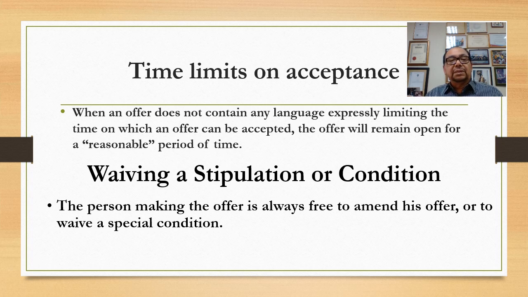So, waiving a stipulated condition: the person making the offer is always free to amend his offer or to waive the special condition. Let's say I offer you to buy my motorcycle, but if you buy my motorcycle, I give you one extra battery. Then he didn't accept. I said I give you 2 days to accept. So the next day, your friend has not accepted. You can waive your condition. You say, now since you don't accept, I will sell my motorcycle to you and I'm not going to give you the battery. Can. Before the party accepts your offer, you can waive whatever condition. Okay? But we make it simple and clear.